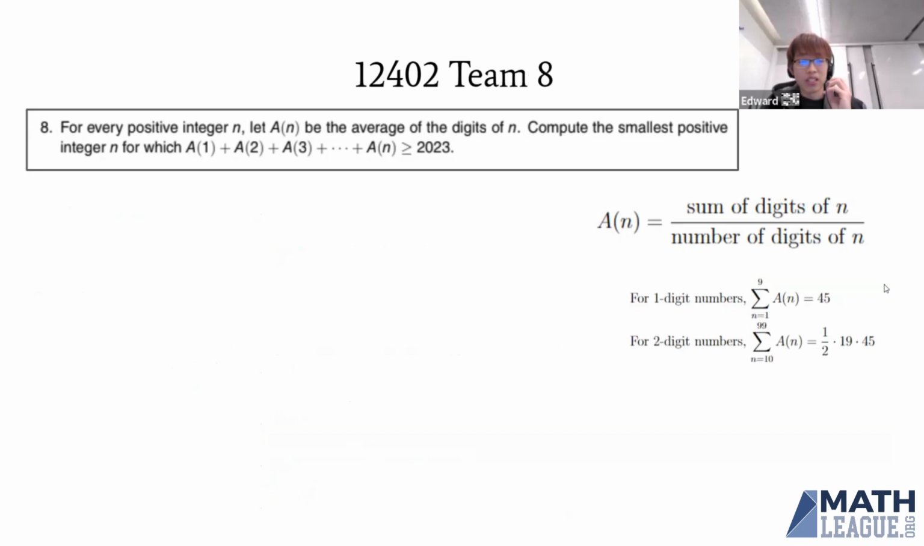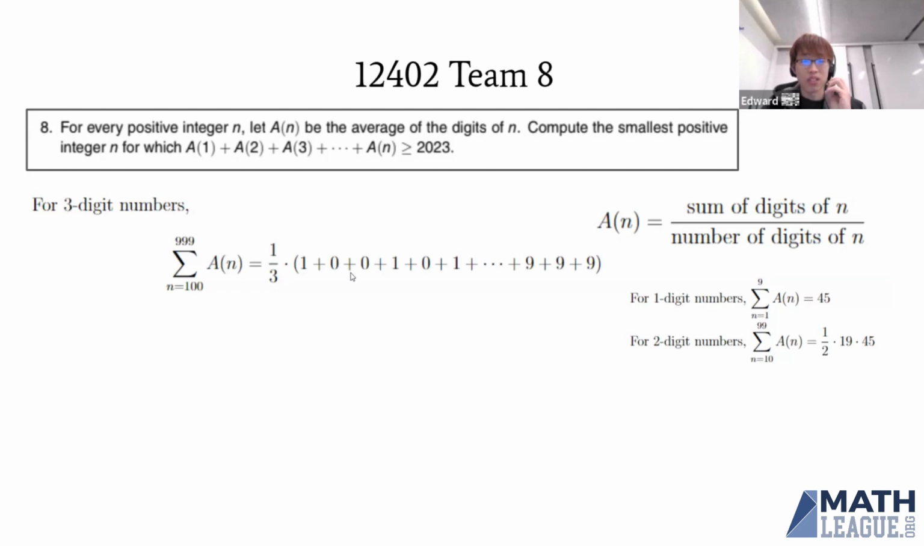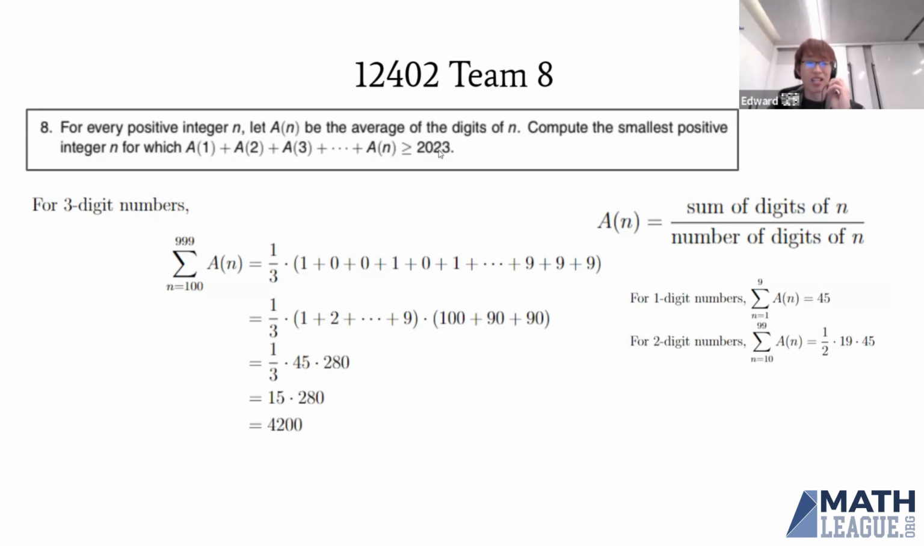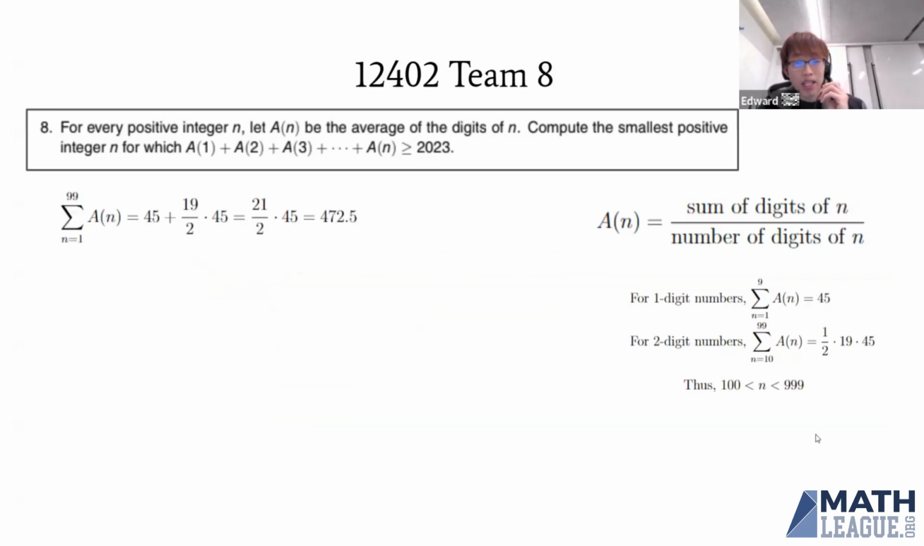For 3 digits, we have 1/3 times 1 plus 0 plus 0, which is 100, 1 plus 0 plus 1, which is 101, and so on. Using a similar trick, we don't need to find the zeros because they don't affect the sum. So we just have 1 plus 2 all the way to 9 times 100 plus 90 plus 90, and simplifying that gives us 4,200. That is way too big because we're only trying to hit 2023. So we know that the number n we're looking for is between 100 and 999.